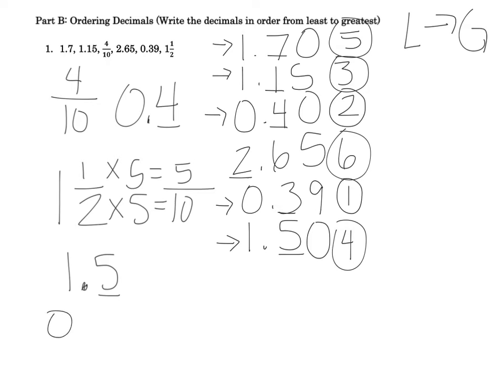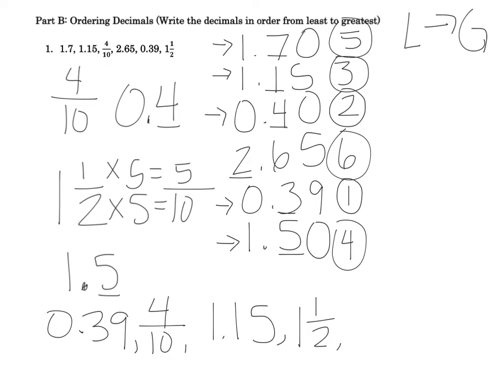We have 39 hundredths. We have 4/10. We have 1 and 15 hundredths. We have 1 1/2. We have 1 7/10. And last, 2 and 65 hundredths.